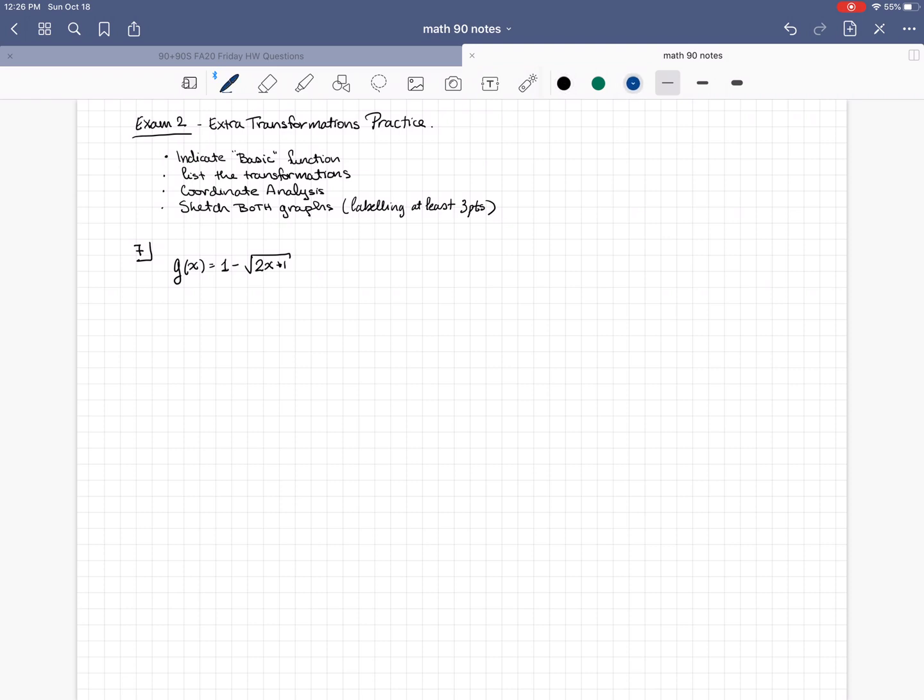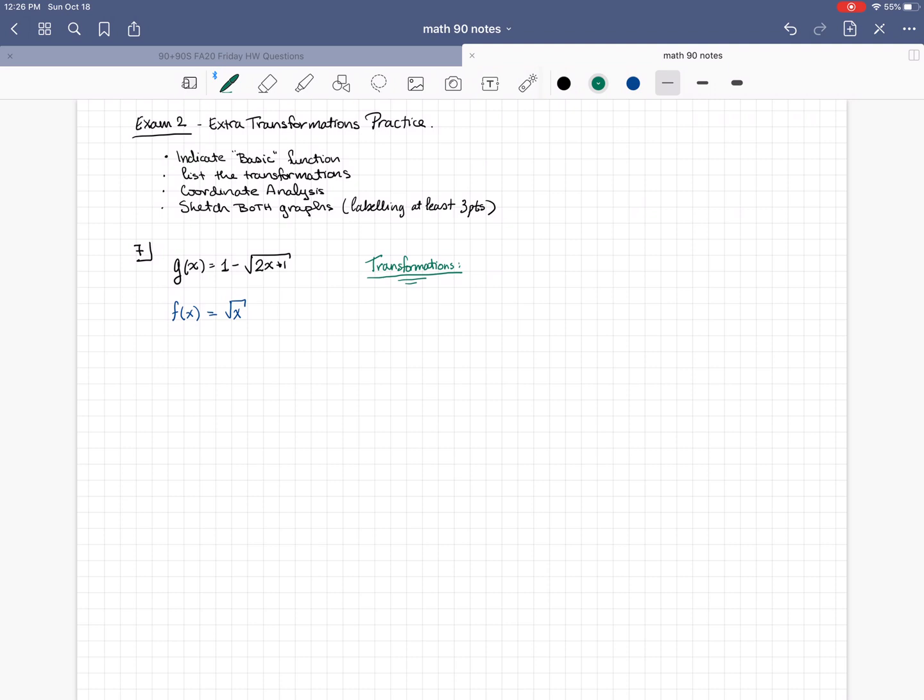First things first, indicate the basic function. So we're taking a square root here, so that tells us that our basic function is the square root of x. And now let's think about transformations. So either pause the video here or just while I'm writing transformations, think about how many of them are there. Feel free to pause the video and kind of write them out for yourself to see if you're feeling good.